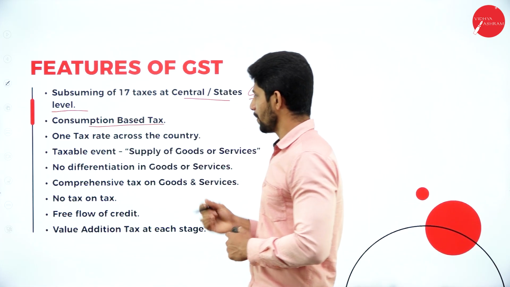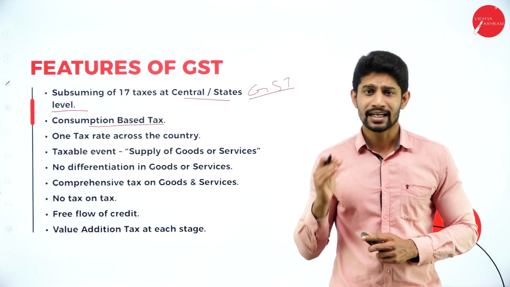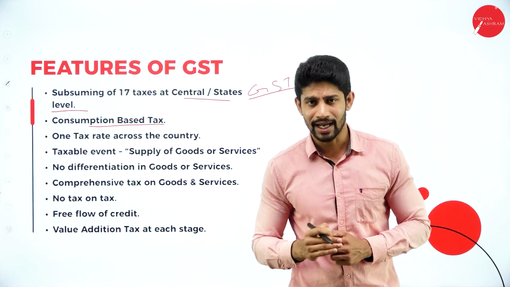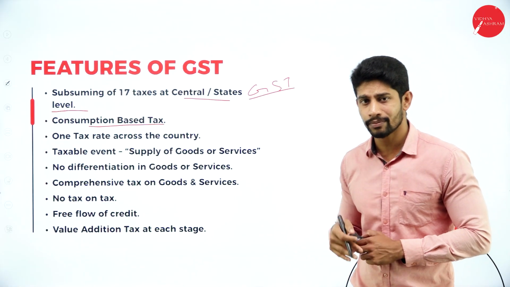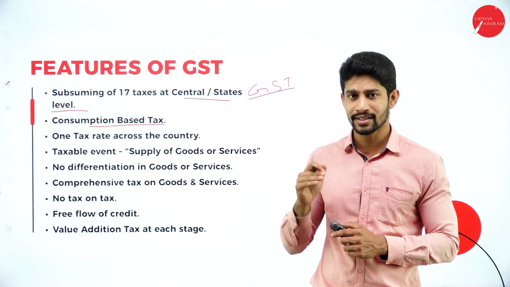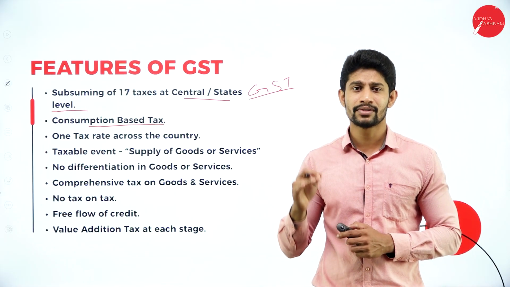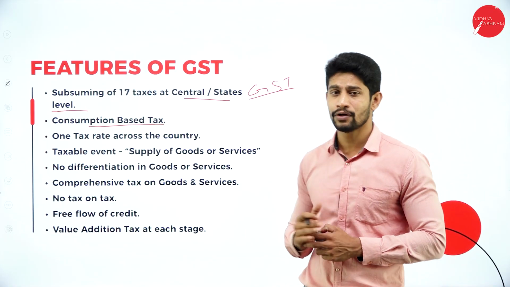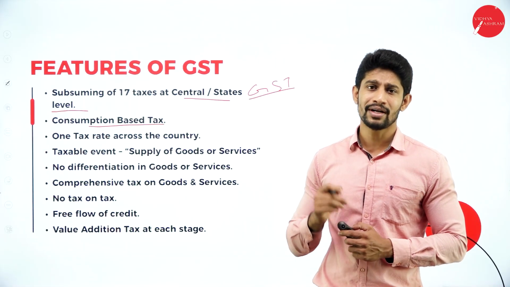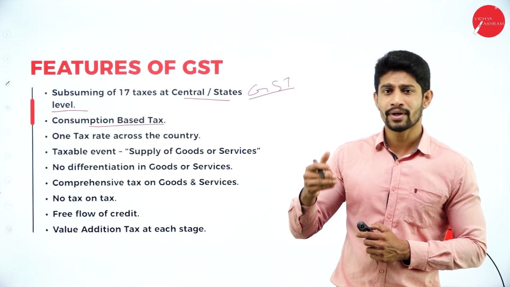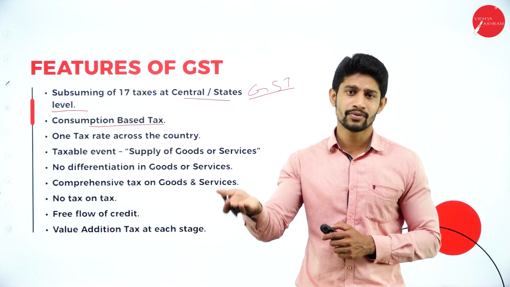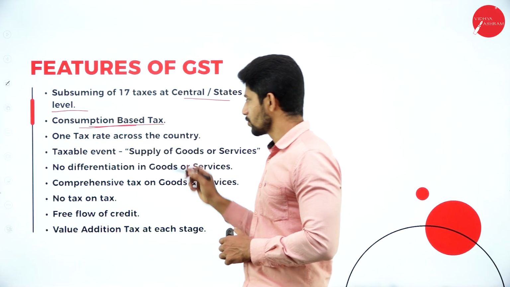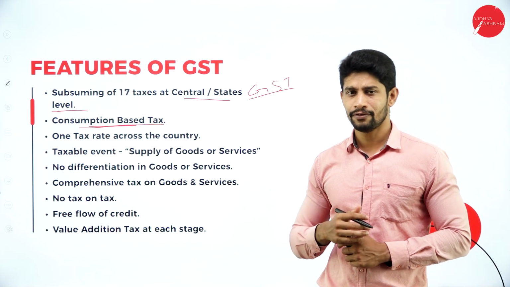Next, consumption based tax. Yes, GST is a consumption based tax. So what is this consumption based tax? It is nothing but the person who consumes the product or uses the services is liable to pay the tax to the government. That is why in the last slide, while explaining the meaning of GST, I used the word destination based tax. Whoever is utilizing the services or purchasing the product is liable to pay the tax to the government. That is why GST is called consumption based tax. That is also one of the features of GST.